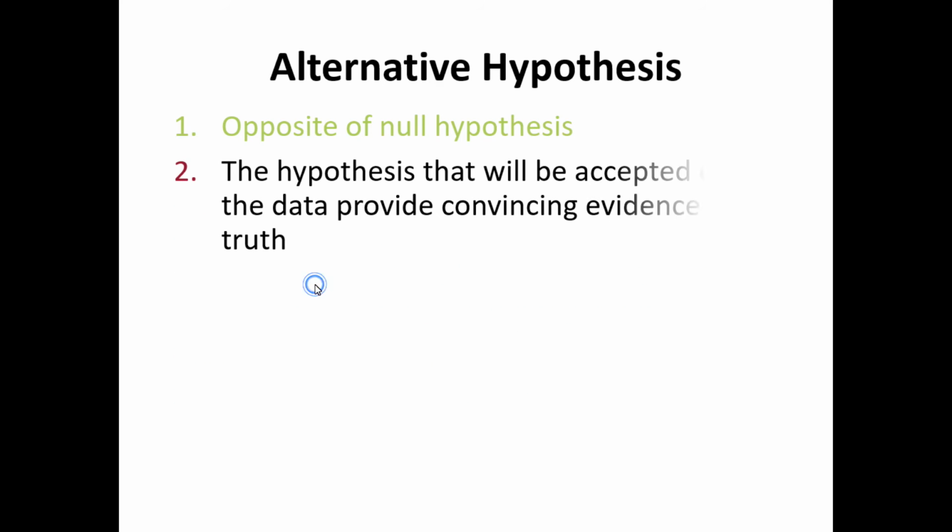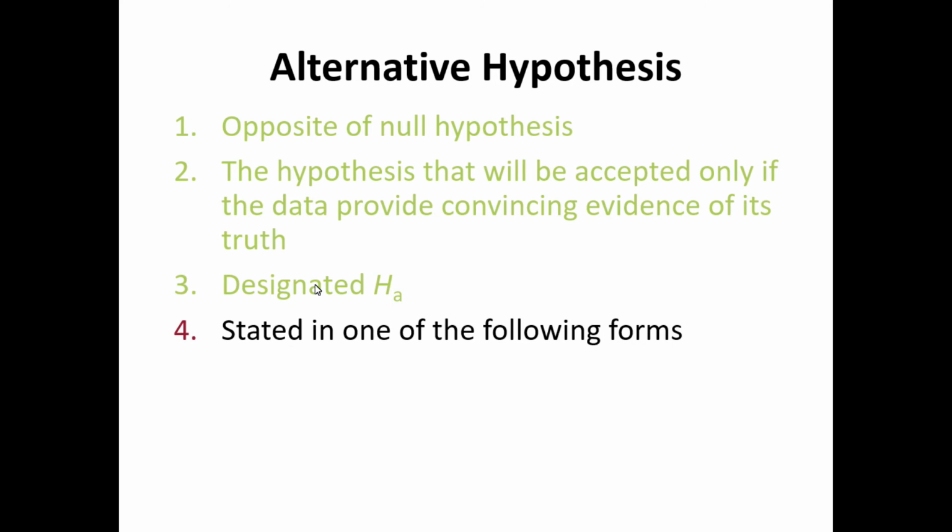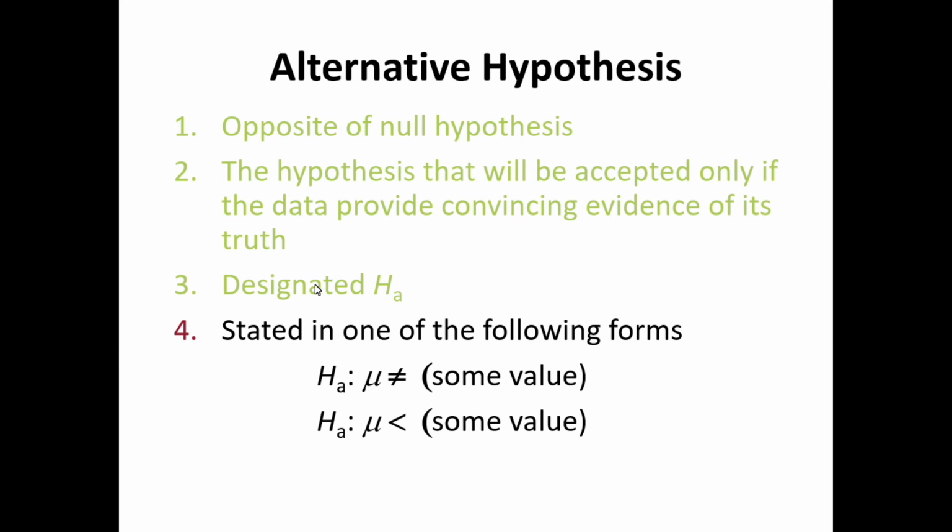The opposite of the null hypothesis is the hypothesis that will be accepted only if the data provide convincing evidence. Designated HA, it can go one of the following ways. I can either say the mean is not equal to the hypothesized value, where I'm not sure if it's less or more, I'm just saying not equal to for now. Or I can specifically say I think the mean is less than the hypothesized value, or I can specifically say it's more than the hypothesized value.